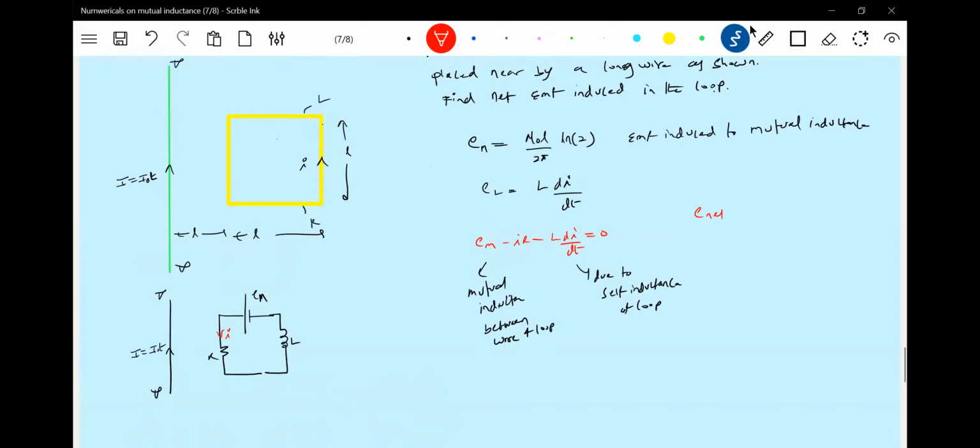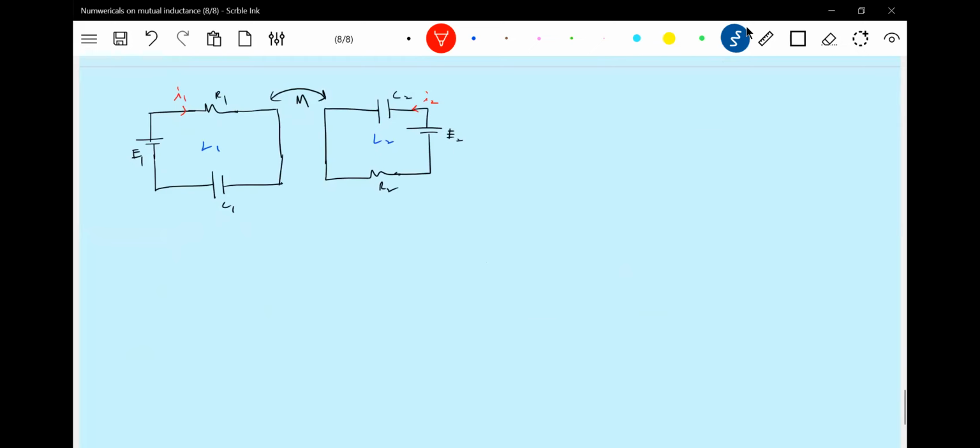I'll write it. I wrote this equation treating the inductor as a circuit element, but you can treat it like a cell also. Look at this. Let M be the mutual inductance.